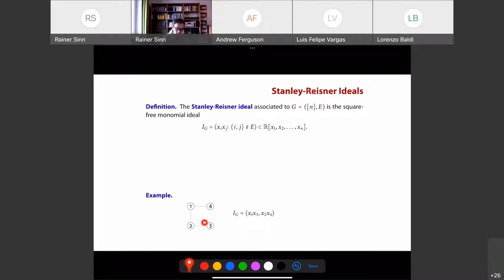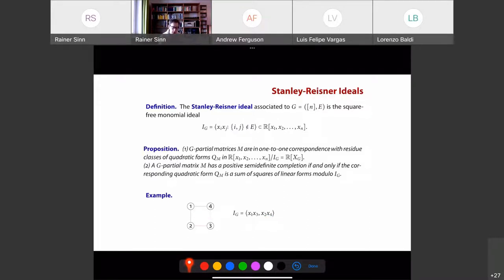So for example, for the fourth cycle, we have two missing edges, 1, 3, and 2, 4. So the corresponding ideal is generated by the quadratic monomial corresponding to the missing edge 1, 3, and the quadratic monomial corresponding to the missing edge 2, 4. Okay, and then I claim what I just said: every partially specified matrix whose pattern matches this given graph G is actually a quadratic form read modulo the Stanley-Reisner ideal. So every partial matrix M with pattern G is in one-to-one correspondence with the class of a quadratic form where we do not specify these coefficients.